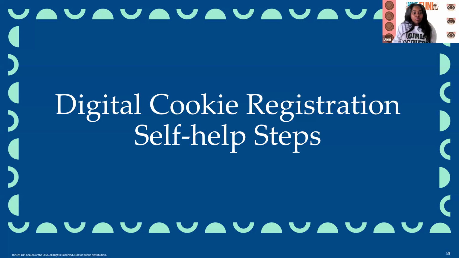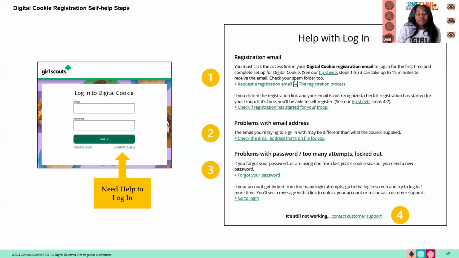Digital Cookie self-help: registration self-help steps. If you did not receive your Digital Cookie registration email, there are a few steps you can try before reaching out to customer support for help. Click on the Need Help to Log In link on the Digital Cookie homepage, digitalcookie.girlscouts.org. The Help to Log In page will appear. From here, you can request a registration email, check the email address that's on file, reset your password, or contact customer support.